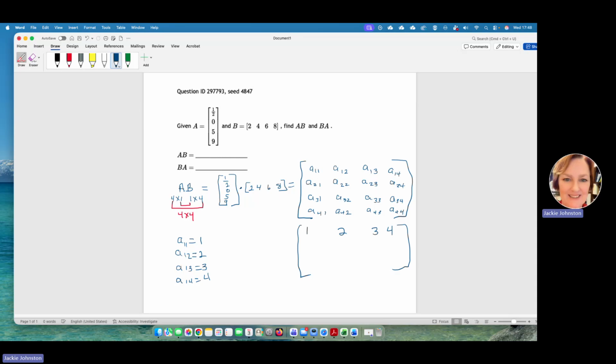All right, now we're going to work on the next row. And you don't have to do these really in any specific order. Just keep straight what you're doing. So we're going to look for these positions as well: A2,1, A2,2, A2,3, A2,4 equals.